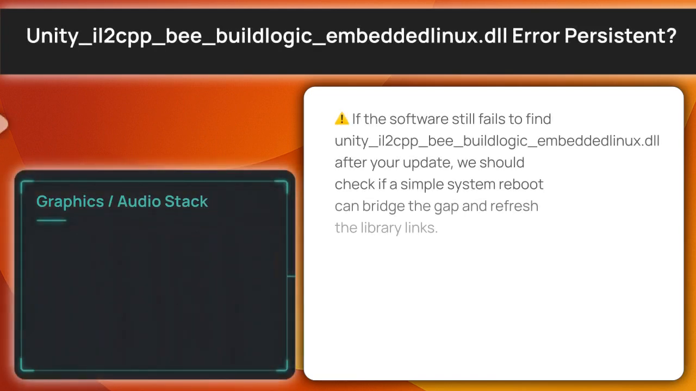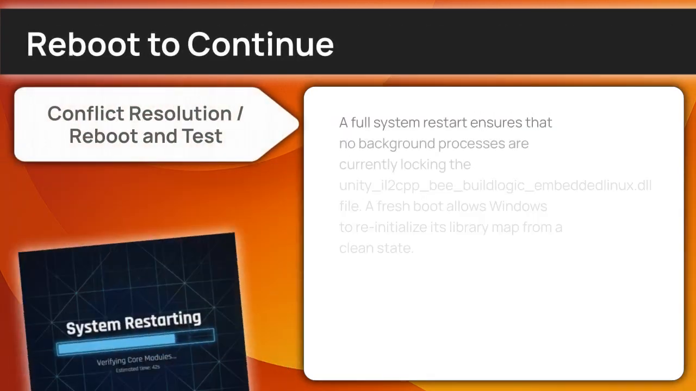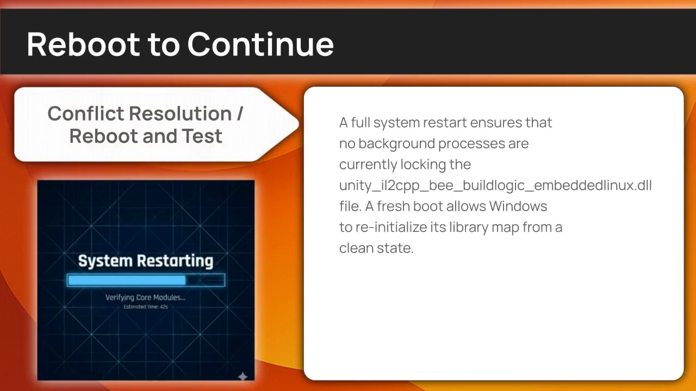When a standard software refresh isn't enough, we need to bypass the automated installers and look at manual system state resets. A full system restart clears the temporary memory cache and allows Windows to attempt a fresh initialization of all required libraries, including Unity IL2CPP Build Logic Embedded Linux.